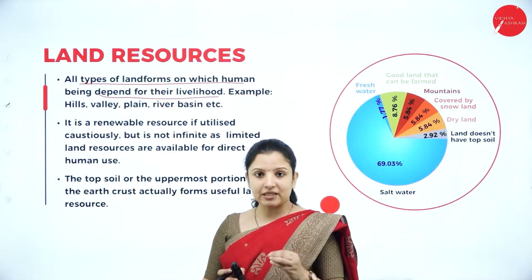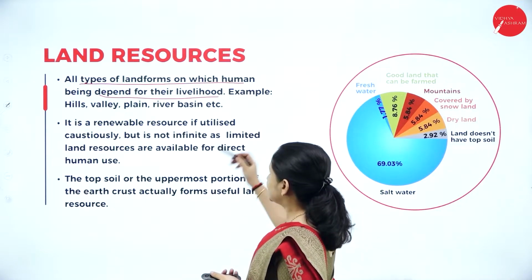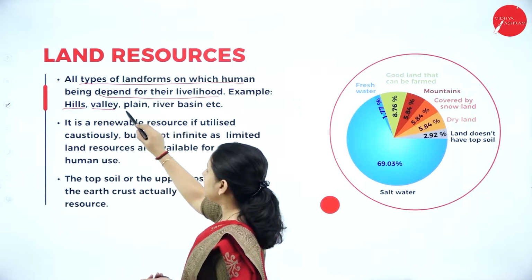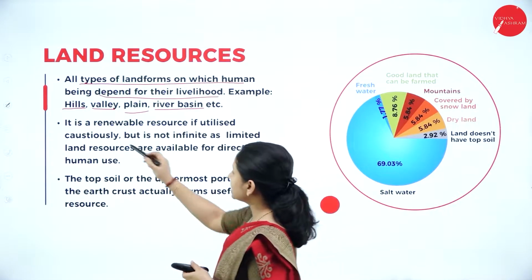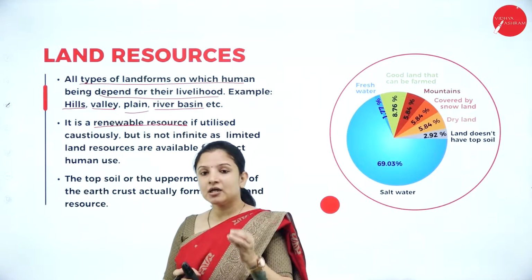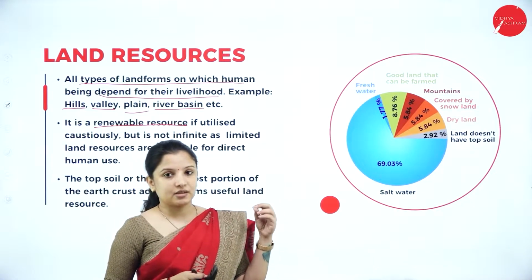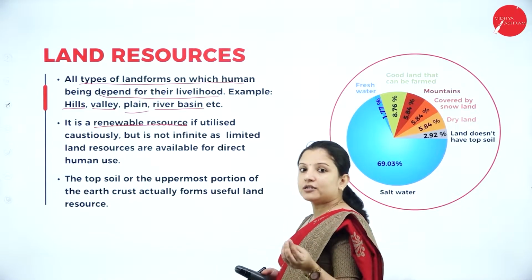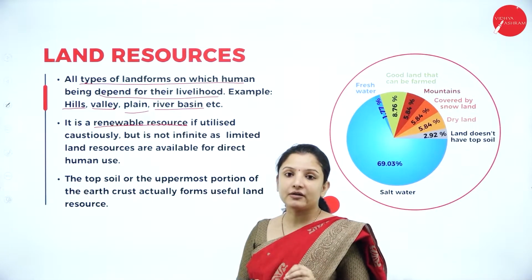Those materials that we depend on are called land resources. For example, we depend on the materials that are got from the hills, the valley, the plain, river basin, etc. And land resource is a renewable resource if we utilize it cautiously. Again here, the land resource, be it the hills, the lakes, the banks of the lakes, the rivers, the plains, the valleys, all that, if we use them cautiously, then we can consider it to be a renewable resource.